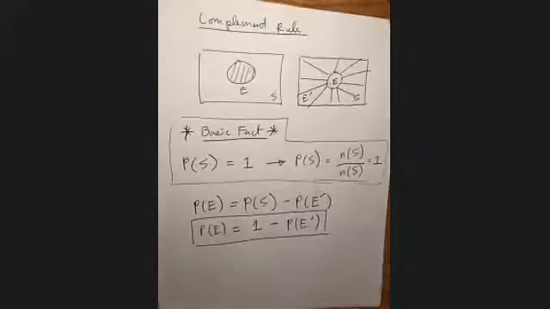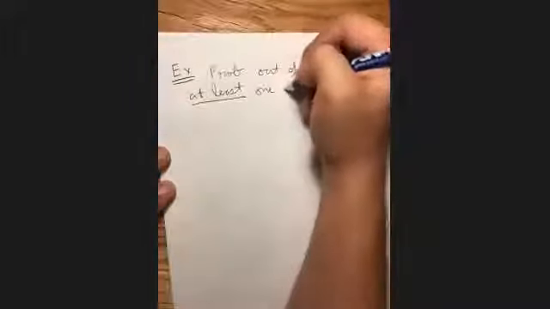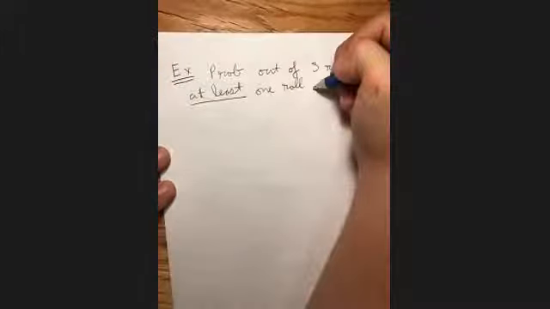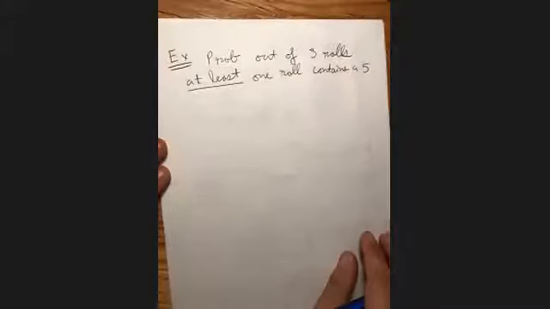So let's look at an example. So how does this complement rule help us? Okay, so let's consider this example. Suppose we want to figure out what the probability is that out of 3 consecutive rolls of a die, at least one of those rolls contains a 5. So this is the probability that we want to compute.